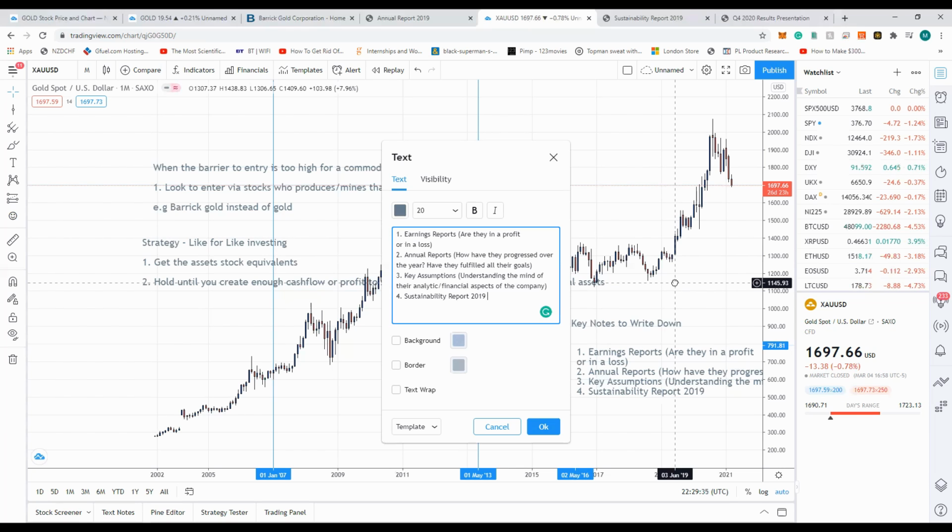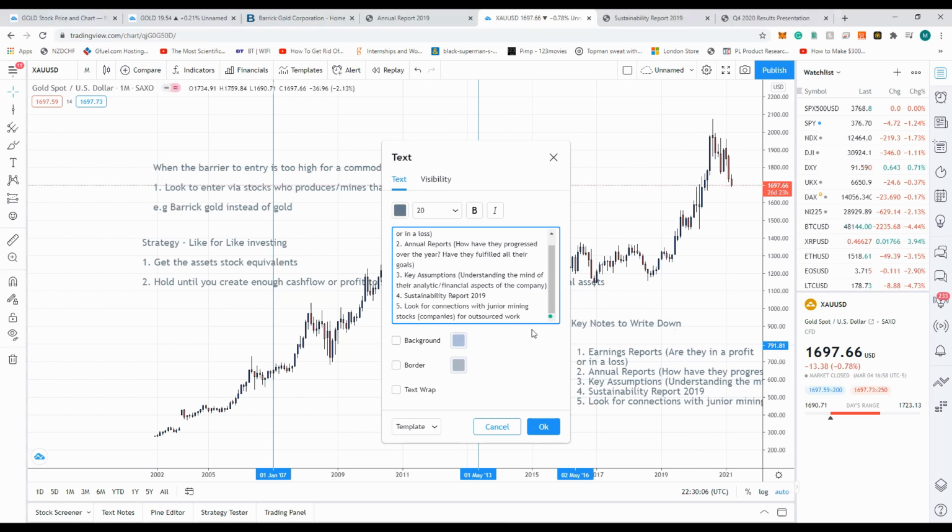Okay, when you're looking at the price and the condition of a company like a mining company here, sustainability report. Now I'm going to give you the key point here. Look for connections with junior mining stock companies, for outsourced work. Okay, so this is the 5th thing that you can do. And this is some study.